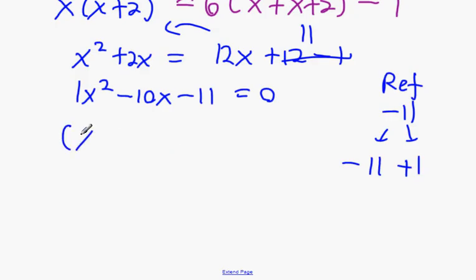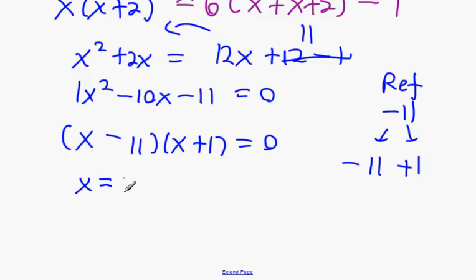You can do the short version of the reference number because it's 1x squared as opposed to 2 or 3x squared. And then finally your answer will be x equals 11 or x equals minus 1. The answer is not allowed to be minus 1 because in the question it says positive integer.